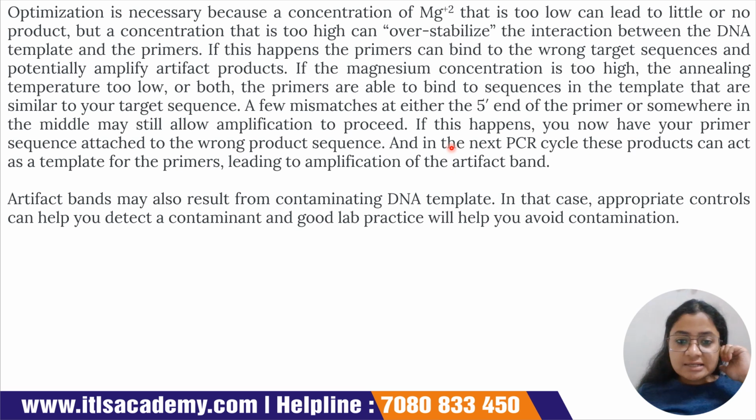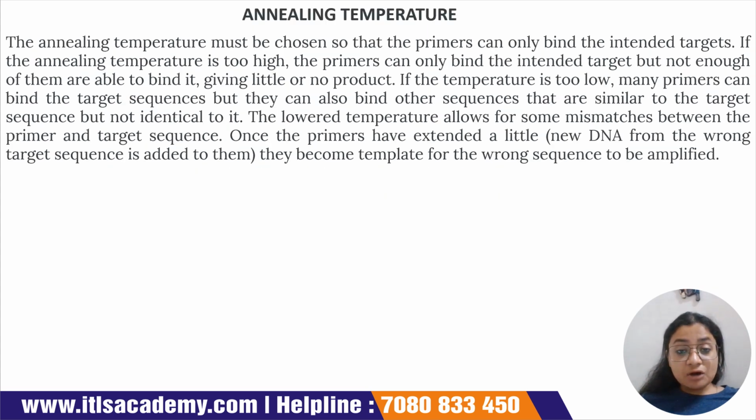A few mismatches at either the 5 prime end of the primer or somewhere in the middle may still allow amplification to proceed. If this happens, you now have your primer sequence attached to the wrong product sequence, and in the next PCR cycle, those wrong products will be amplified. Artifact bands may also result from contaminating DNA template. In that case, appropriate controls can help you detect a contaminant, and good lab practice will help you avoid contamination. Now we will be talking about the controls also, positive control and negative control, very important.